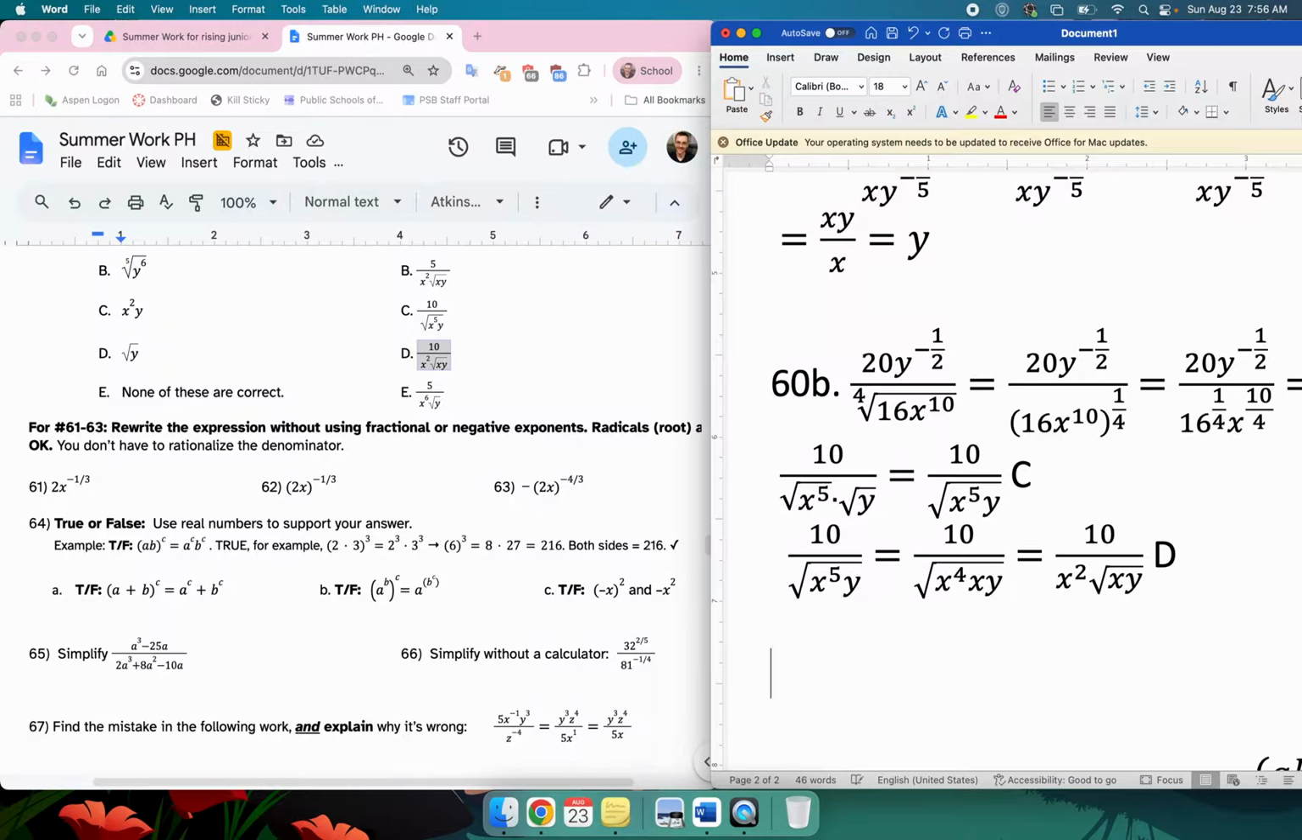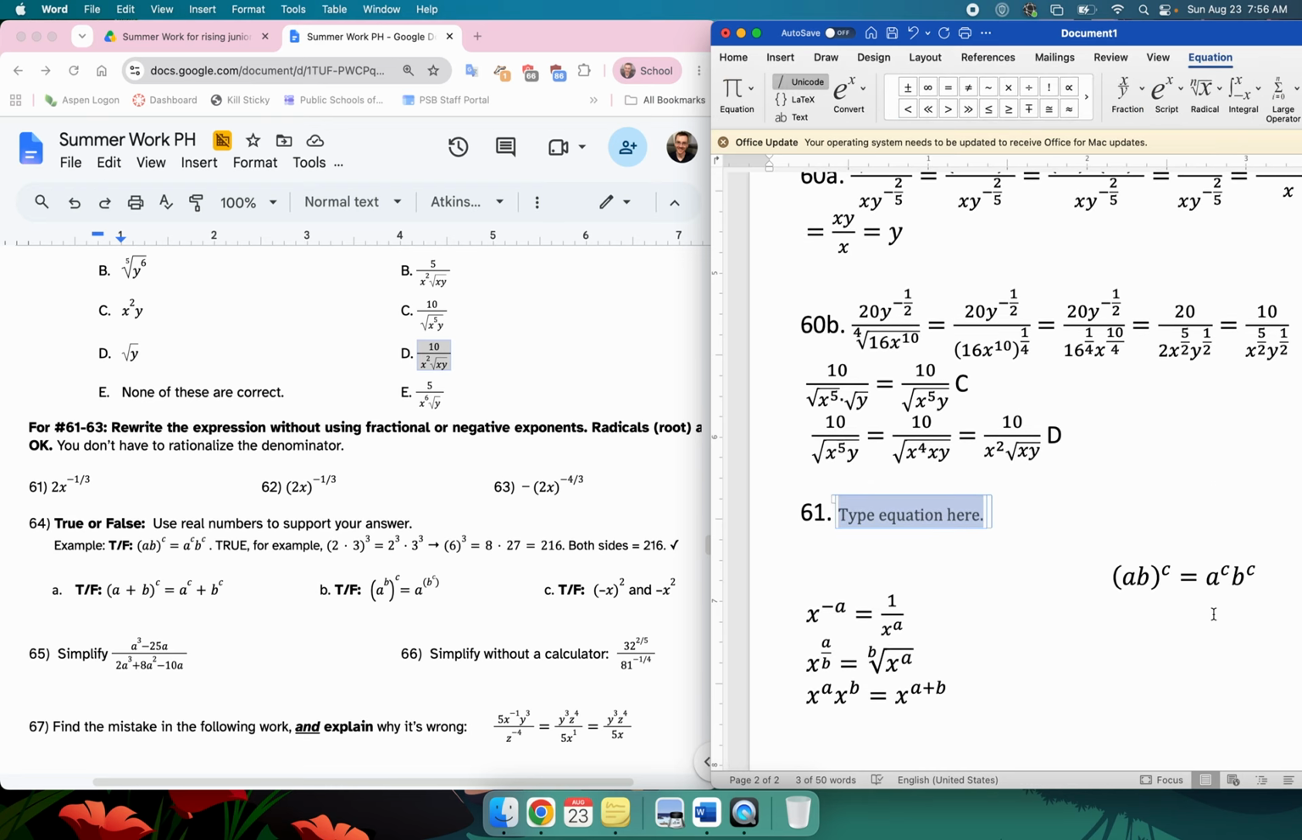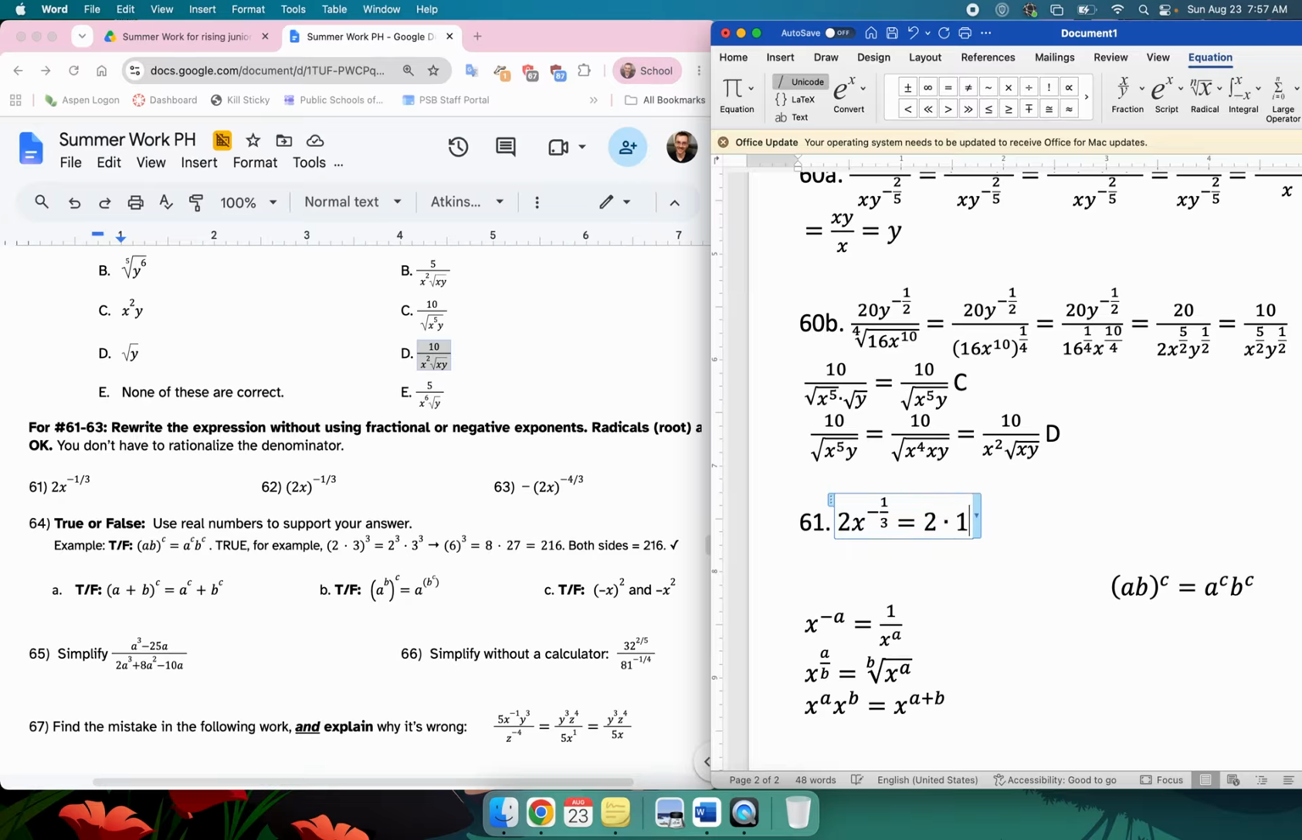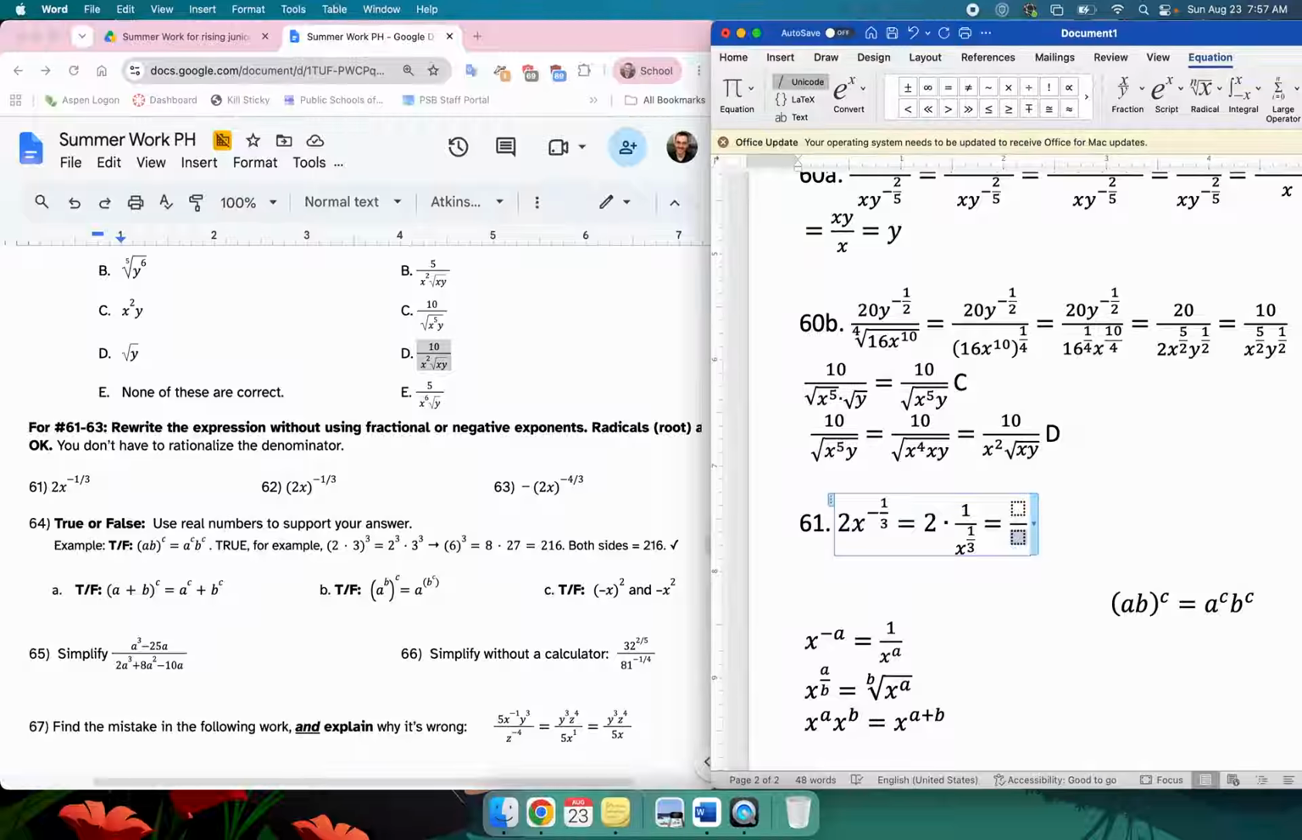Cool, we're moving on to 61. Rewrite each expression without using fractional or negative exponents. So 61 is 2x to the negative 1/3. Remember that this exponent, negative 1/3, is only being applied to the x. By default, exponents only apply to the thing directly in front of them. So the 2 is not affected. So this is like 2 times 1 over x to the 1/3, or if you like, just 2 over x to the 1/3, right?